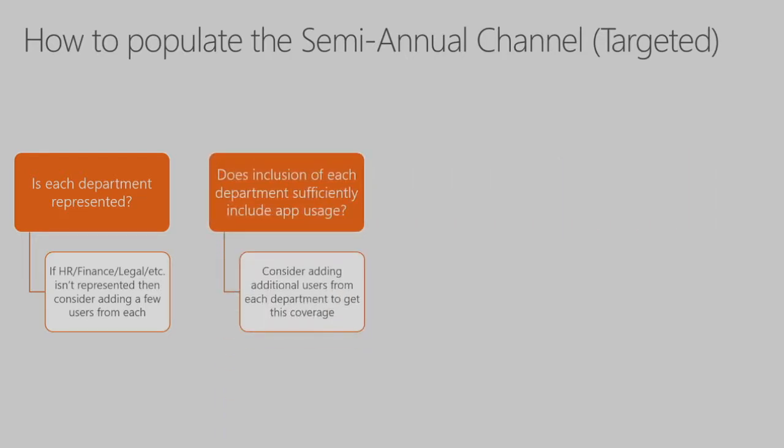Next, does it include enough of the different usage scenarios within the departments? So this is the next level. If there's different add-ins used by different groups in the departments, consider how you can include those as well.